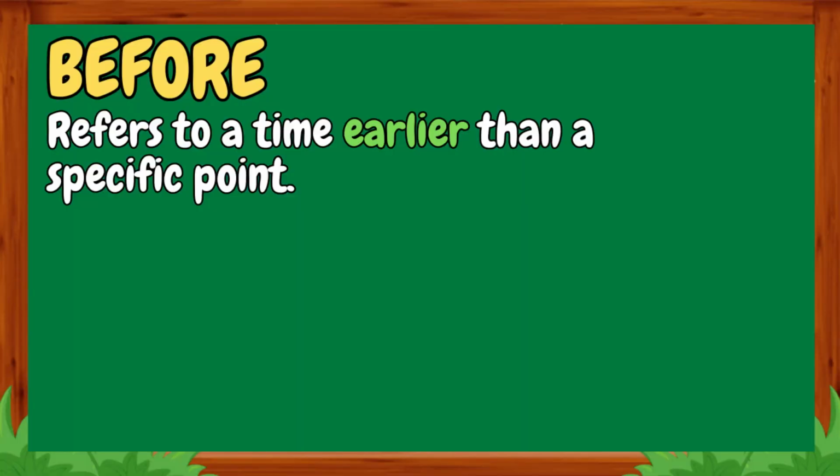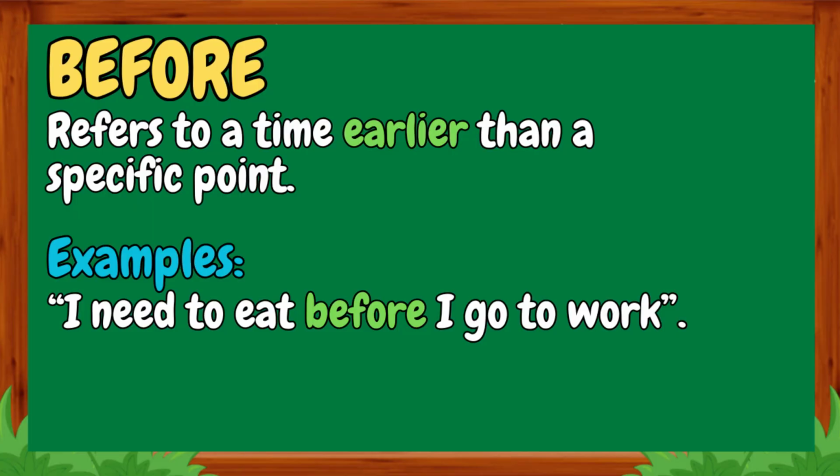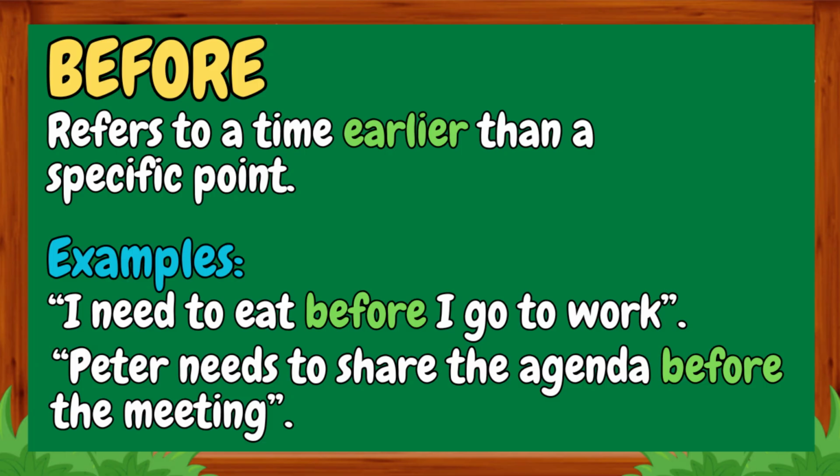Let's go look at the third preposition of time. Before. It refers to a time earlier than a specific point. So something that's going to happen before something else or now. Let's go look at some examples. I need to eat before I go to work. Peter needs to share the agenda before the meeting.